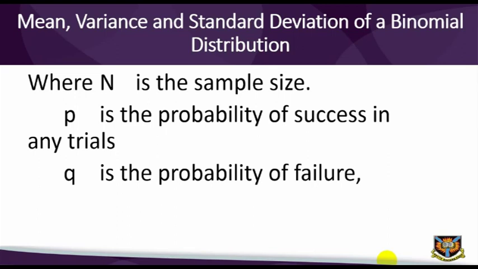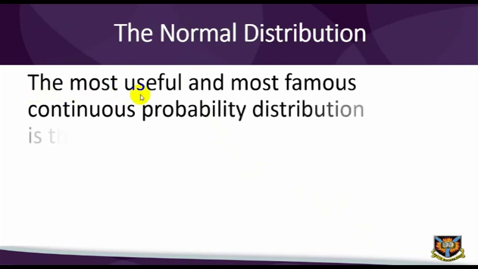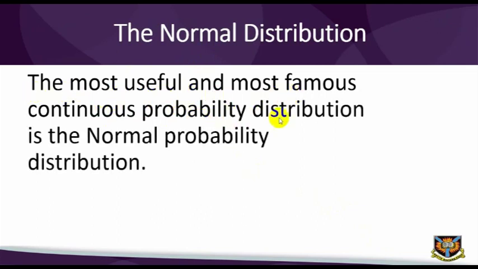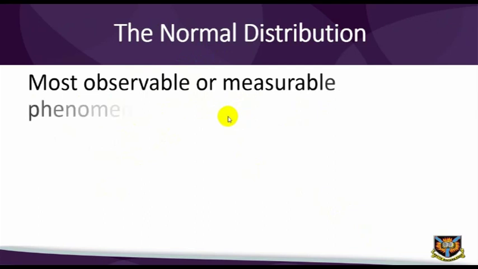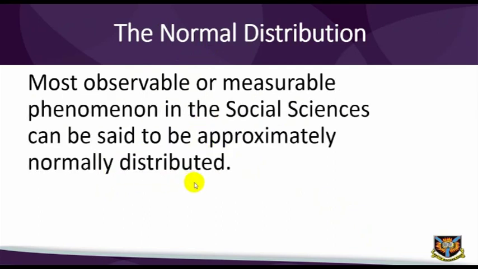Section 2. The normal distribution. The most useful and most famous continuous probability distribution is the normal probability distribution. Most observable or measurable phenomena in the social sciences can be said to be approximately normally distributed. The usefulness of the normal curve is due to the frequency of occurrence of near normal relative frequency distributions of social science data. Lehman and Oath, 1983, page 162.